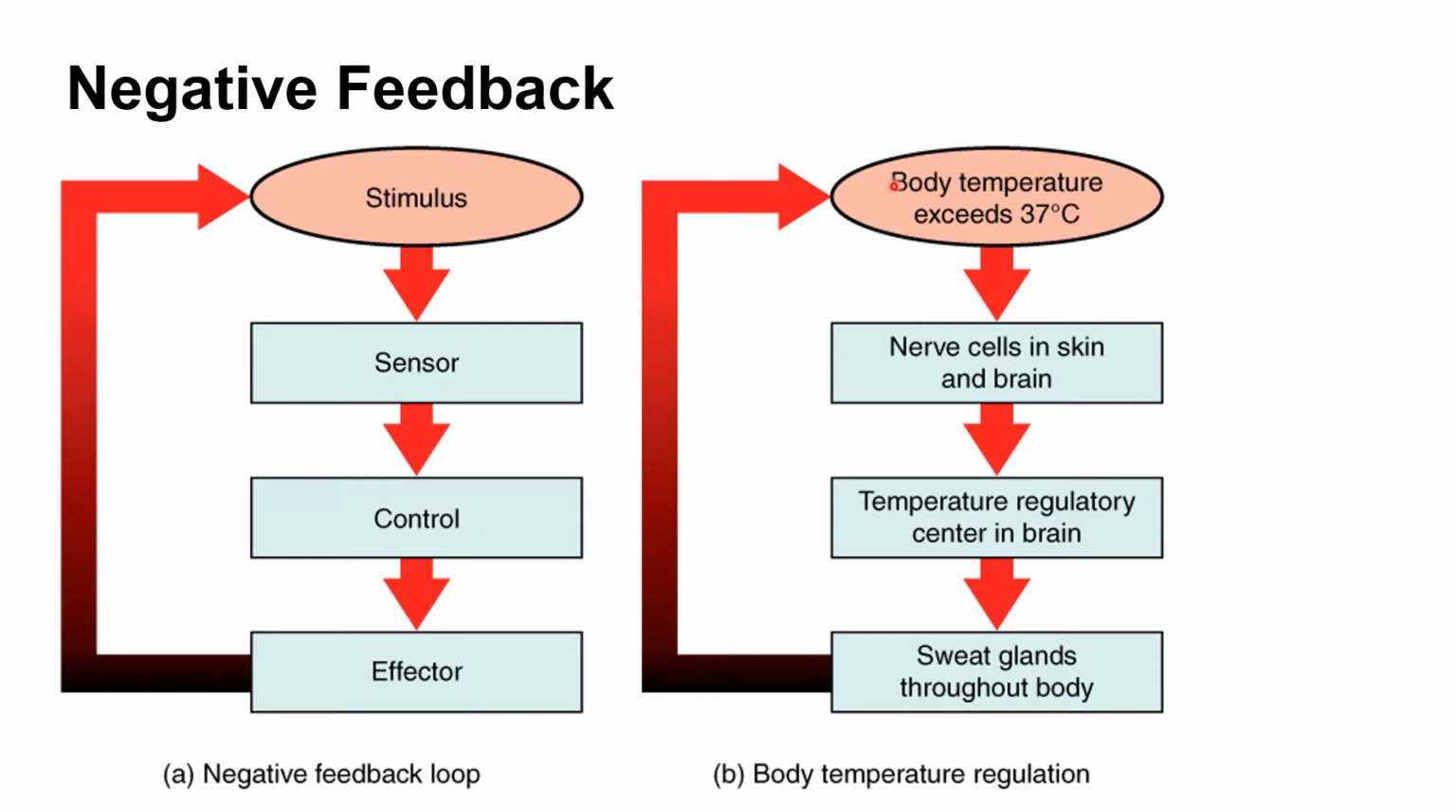The stimulus could be temperature. In this case, it exceeds normal body temperature. So that information is sensed by this receptor, which is a thermoreceptor, which happens to be nerve cells in the skin and in the brain. Your receptor will then send that information to your control center. For temperature, there's a regulatory center in the brain, and since it found that it is outside of normal range, it will activate an effector, a muscle or gland, in this case sweat glands, so you perspire and your body temperature reduces.